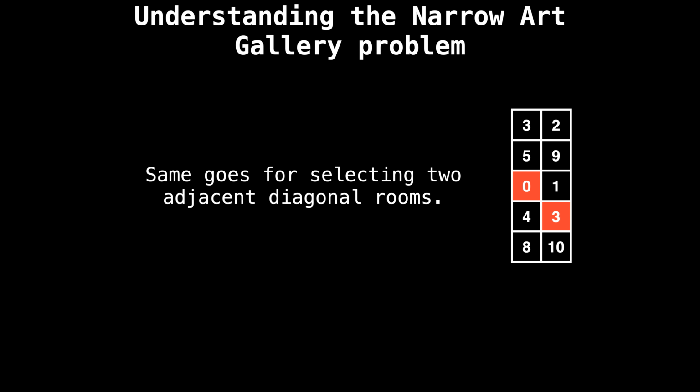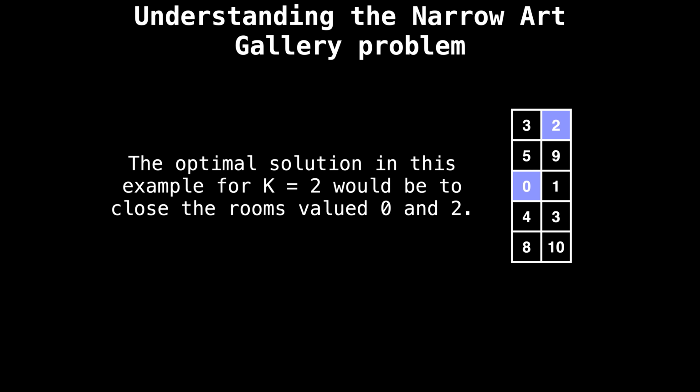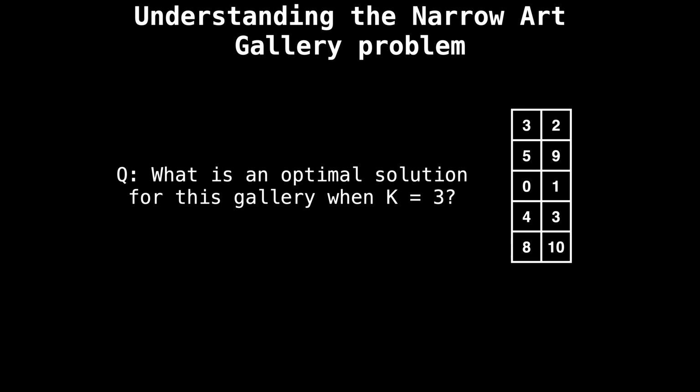The same applies for two adjacent diagonal rooms. So instead of closing the room with a value of 1, we should instead close the room with a value of 2, which gives us the optimal solution of 2 for this gallery and the number of rooms to close. Now, as an exercise, what is the optimal solution for this gallery when K equals 3? Feel free to pause the video. I'll give you a moment.